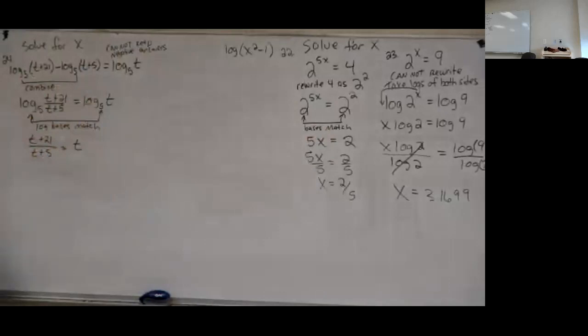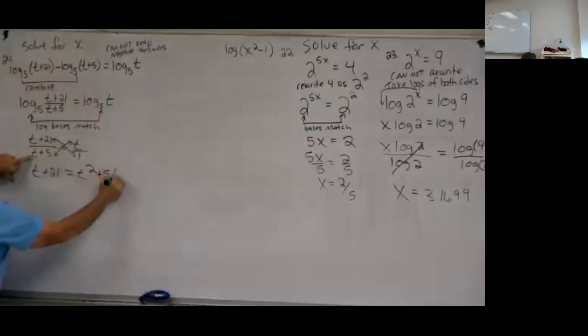I'm going to cross multiply this by putting a 1 under there and multiplying this top times that bottom, this bottom times that top. So T plus 21 times 1 is going to give you T plus 21 equal to the other side. T times T is T squared plus 5 times T is 5T. So the easiest way to do fractions to me is just cross multiply these things.